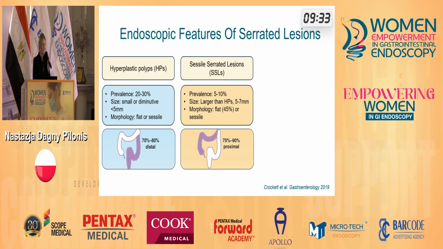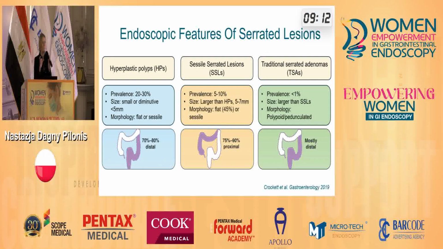We have sessile serrated lesions, up to 10% of polyps in the colon. They are a bit larger and their morphology is usually flat or sessile. That's why they're called sessile serrated lesions. The vast majority of them are diagnosed in the proximal colon.